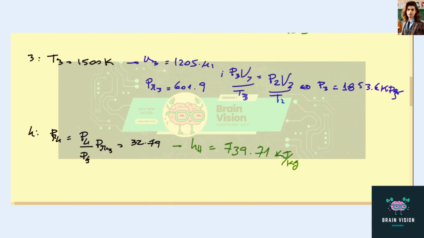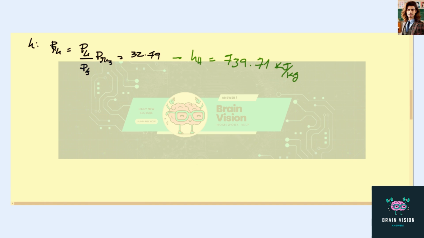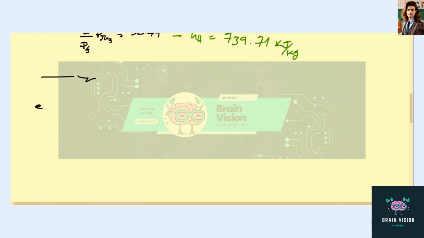And finally, item C. In item C, we need to find the efficiency of this power cycle. The efficiency is just the net work divided by the heat input. Therefore, this is simply 408.6 divided by 853.1, which gives us an efficiency of 47.9%. And that's the final answer to this problem.